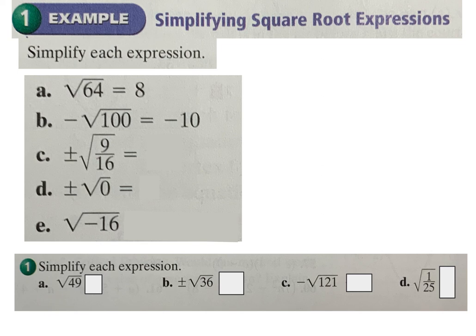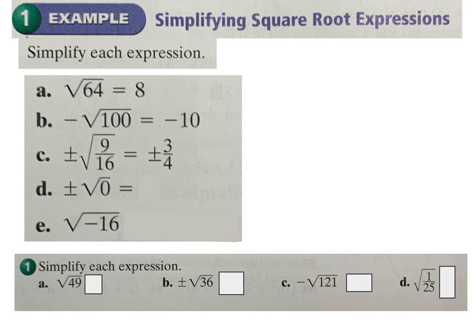For C, this is a fraction. When I'm taking the square root of a fraction, just do the root of the top and the root of the bottom. In this case, they want the positive and negative root here. So we're going to say the square root of 9 is 3. The square root of 16 is 4. So this would be positive or negative 3/4.